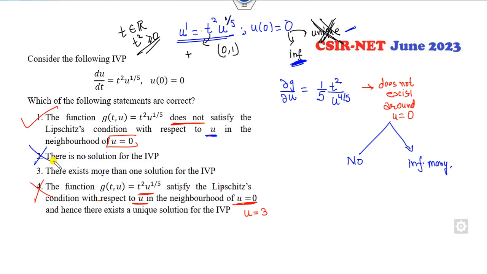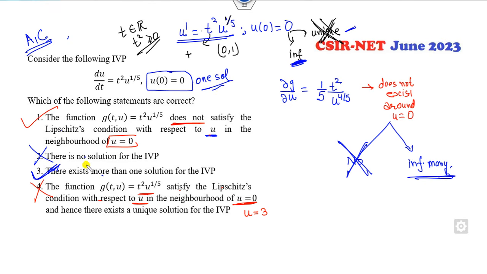So no solution will not exist. It means the only case is infinitely many solutions is the existence of this problem. Moreover, you can see one solution already exists. This is my one solution. So the no solution is also cancelled. But always remember, when the Lipschitz condition does not satisfy, you have two cases, no solution or infinitely many solutions. But from the first case we see either this problem has infinitely many solutions or a unique solution. So no solution does not exist, but he said no solution. That option is cancelled.